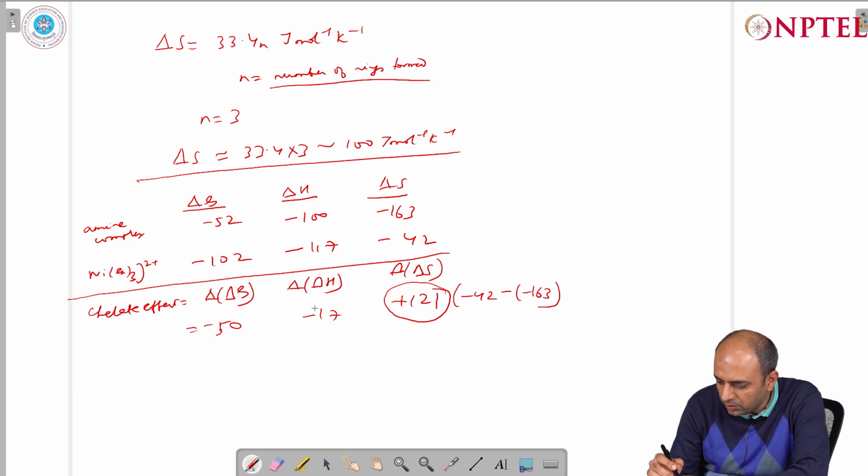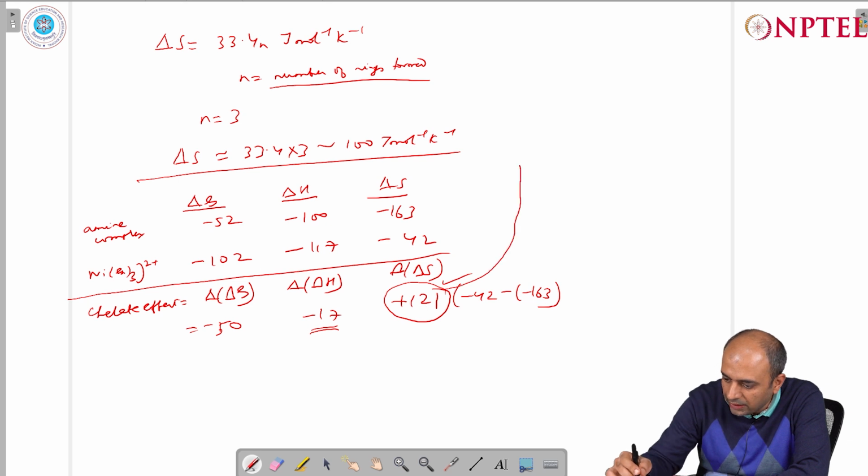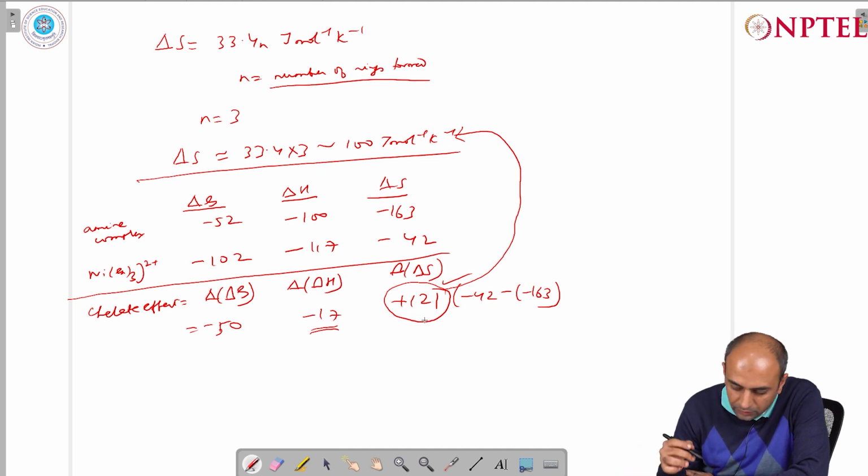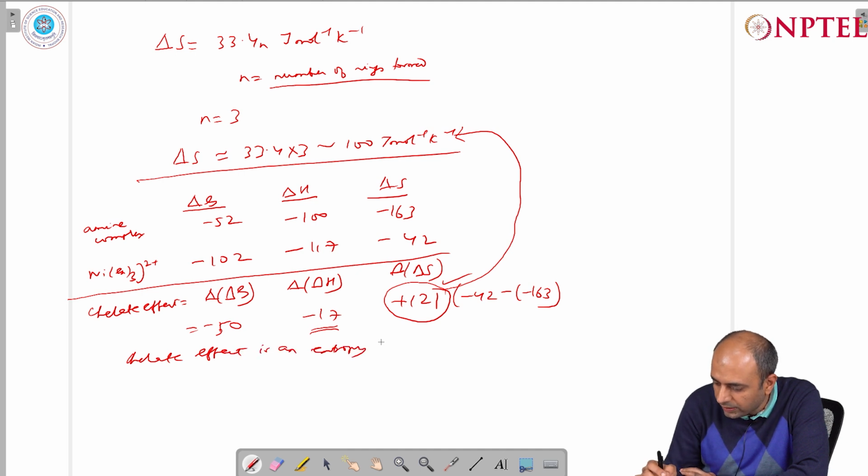The overall enthalpy change for this process is not very high, but what is important is the change in delta S, and this is approximately the same value you get from the calculation. So, this is the magnitude of the Chelate effect, plus 121 joule mole inverse Kelvin inverse, and thus we can mention now that Chelate effect is essentially an entropy effect. Chelate effect is an entropy effect.